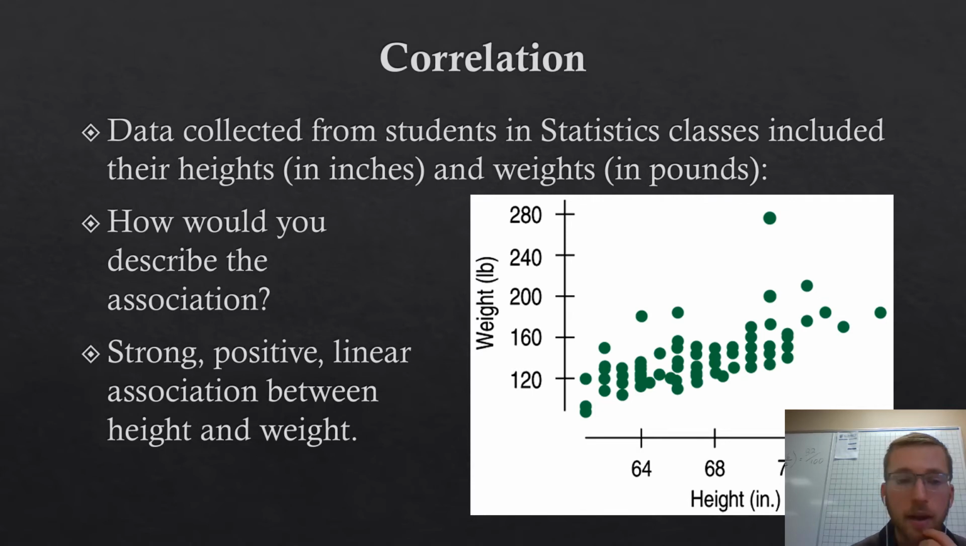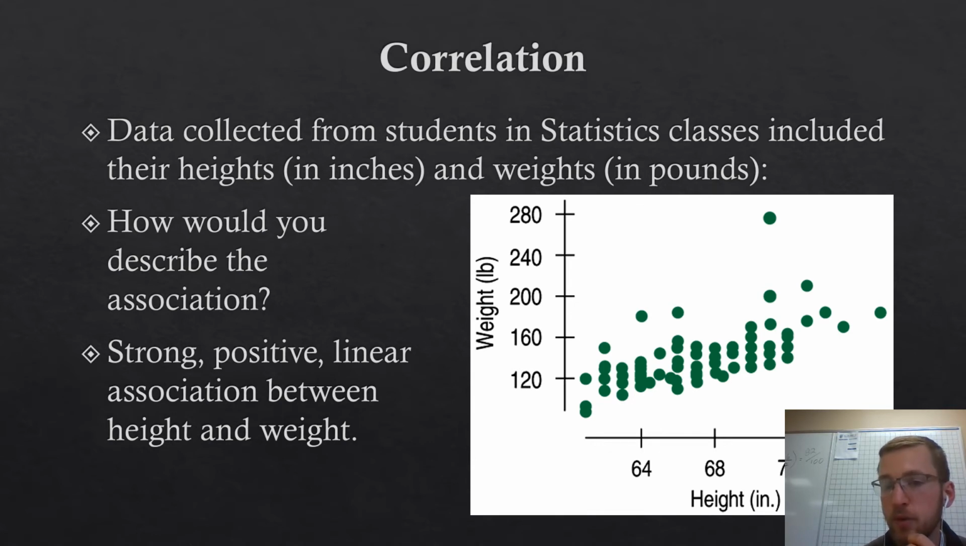So in this case, I would say that this is a relatively strong association because most of our points, not all of them, but most, show a pretty clear pattern in terms of what direction we're going. So I'd say it's a strong pattern. We've got pretty condensed points there. Also, I would say it's positive because as the height increases, in general, so does the weight of each student. It is a pretty linear pattern.